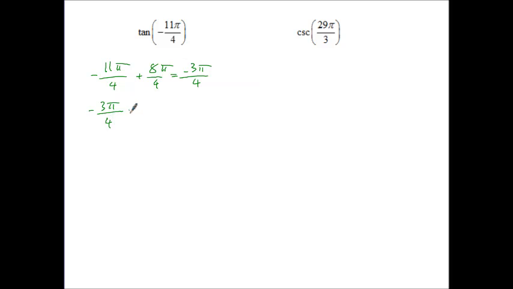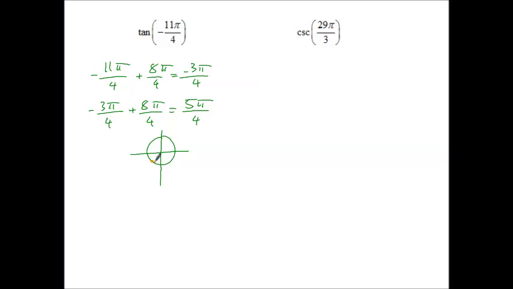Negative 3 pi over 4 plus 8 pi over 4, that gives us 5 pi over 4, and 5 pi over 4 is more than pi but less than 2 pi, so we can use this value and find it on the unit circle. Let's draw our unit circle then. And 5 pi over 4 is more than halfway around because that's pi, and then 1/4 more. And that is going to be directly here in the middle.